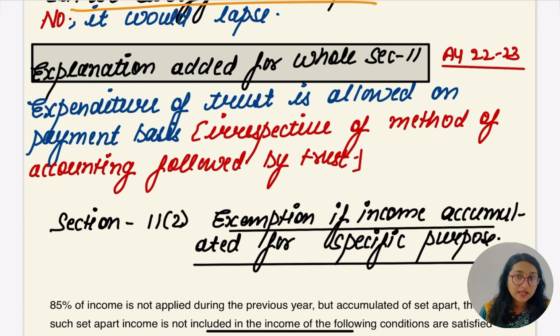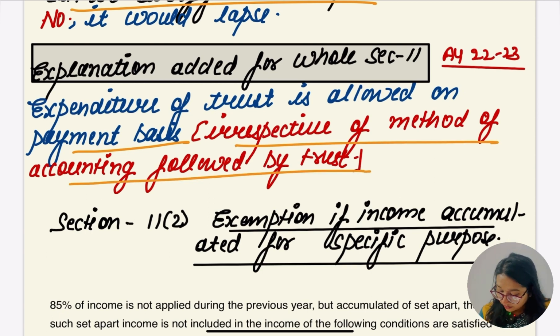This is added for the whole of section 11. Expenditure of a trust is allowed on payment basis. Earlier, what was happening? The expenditure was allowed on cash basis or accrual basis, whichever basis, but from assessment year 22-23 it is added that the expenditure of a trust is allowed only on payment basis, which means cash basis, right? Not on the accrual basis. So it's irrespective of the method of accounting followed by the trust, whether they are following the accrual method or the cash method. Once the payment is done, the expenditure would be allowed, which means cash.